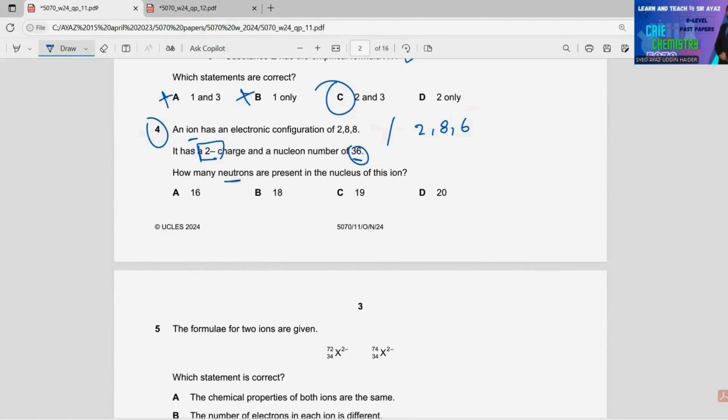So what you'll do, you'll subtract 16 from 36. 36 minus 16. And we will get 20. So D must be the right answer in this case.